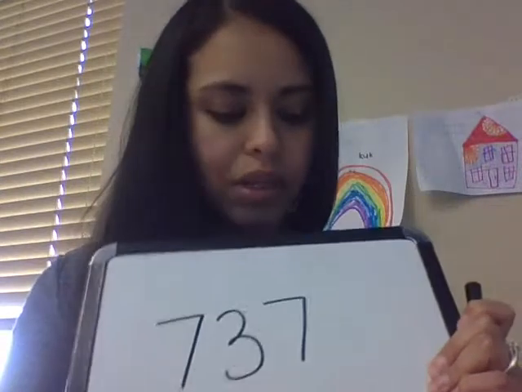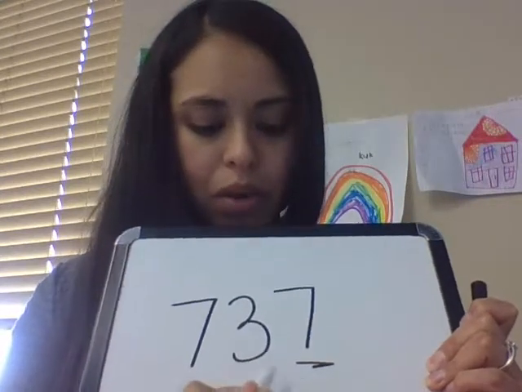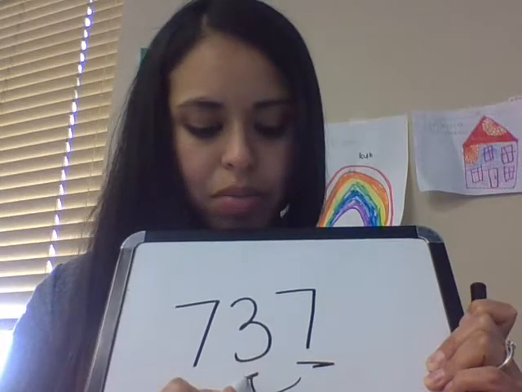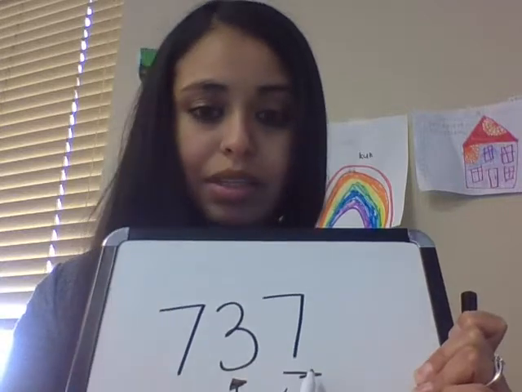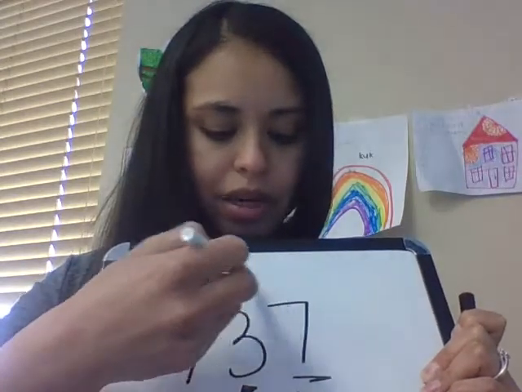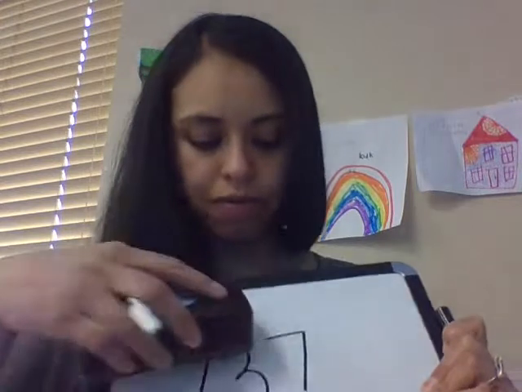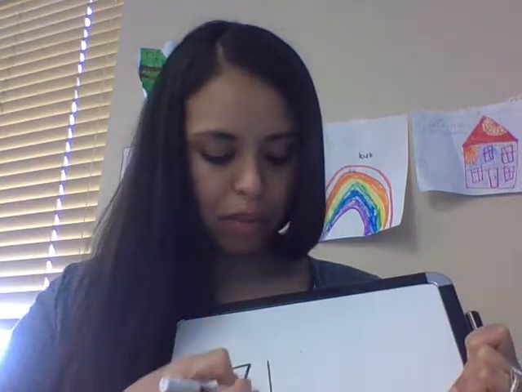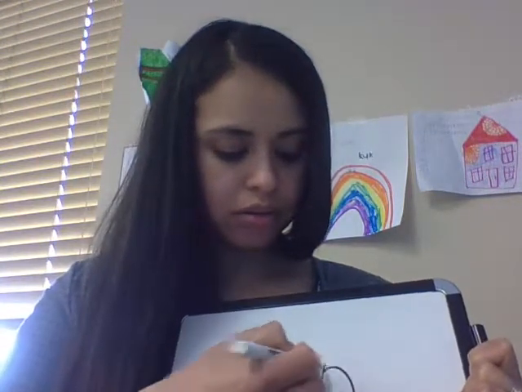737. I look in the ones place because I'm rounding the tens place. Because this number is above 5, the tens digit will round up to a 4, and everything behind it will become a 0. So he did about 740 yards.